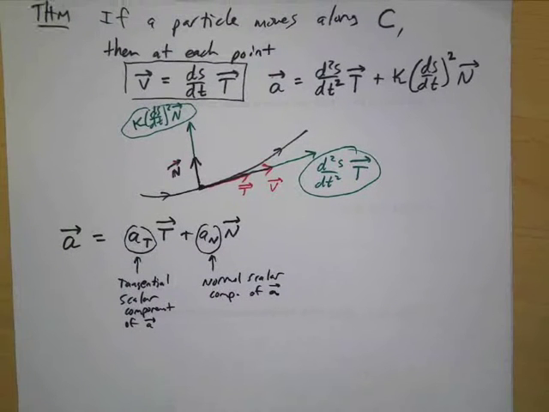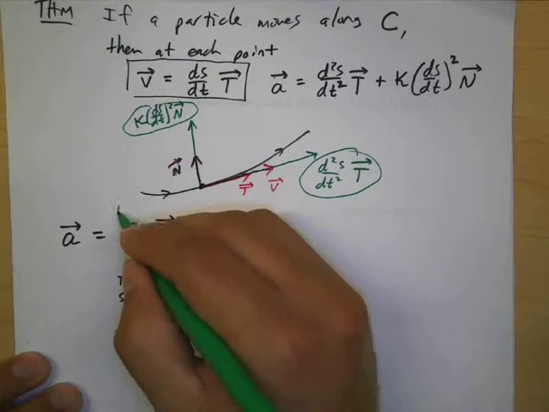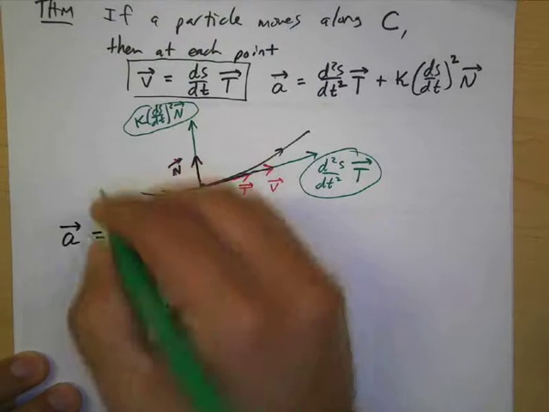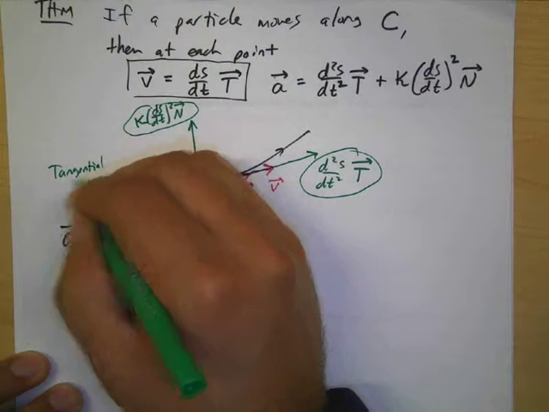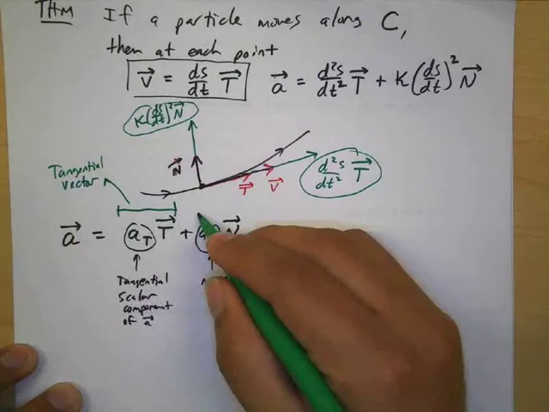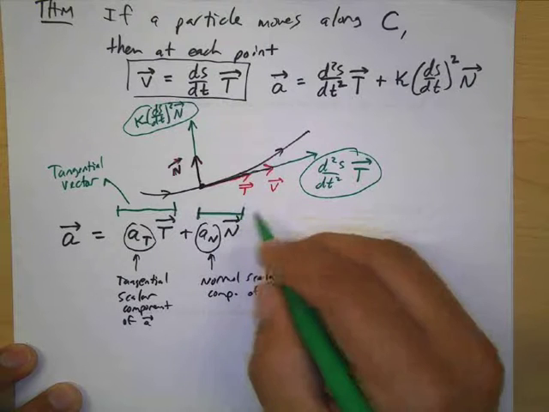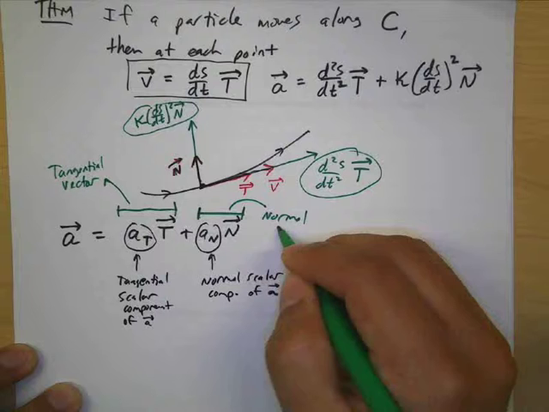Okay, so they're going to really ask you to do two things. One is to find the scalar components of acceleration, and then also the vector components. So if we look at each part individually, this whole thing would be the tangential vector component. And then this whole thing, coefficient times unit normal, is the normal vector component.